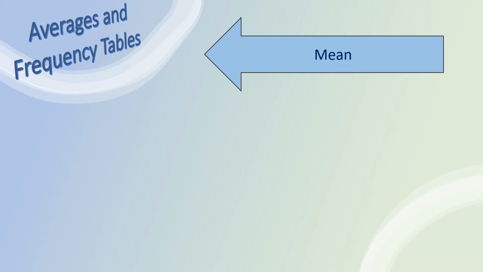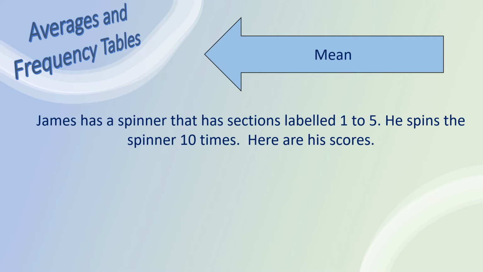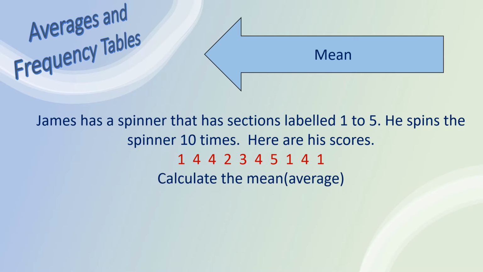Now let's deal with the mean. Let's take a typical question. And from that, we'll work out the mean. James has a spinner that has a section labelled 1 to 5. He spins the spinner 10 times, and here is his score. Okay, and the question asks, calculate the mean or the average.